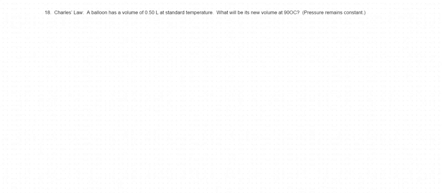All right. Charles' law. A balloon has a volume of 0.50 liters at standard temperature. What would be the new volume at 90 °C? What does that say? What is that? That's 900 degrees Celsius. Oh, that's a zero. Or that's supposed to be 90 degrees Celsius instead of 900. Because that is a misprint, like that's supposed to be a degree symbol. Okay, that makes sense. I guess it doesn't matter, we can just do it anyway.